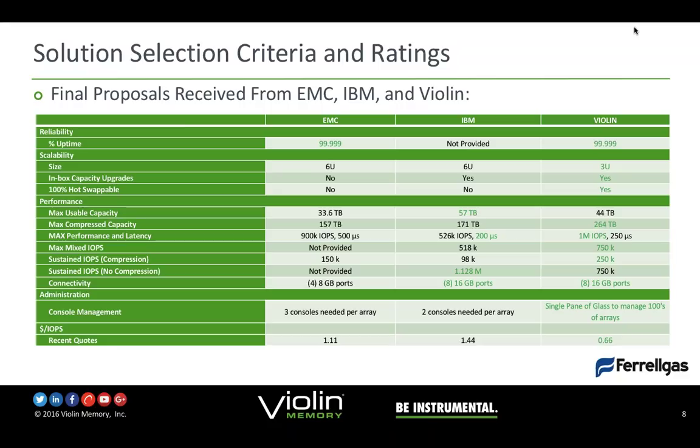So as we went through this, as you look down at the bottom, the last factor there was a price performance comparison that we did in dollars per IOPS. And as it turned out, Violin had a superior performance and price for us. And so it did a very nice job of offering us what we were looking for in the performance category, as well as well within our budget for the needs that we had.